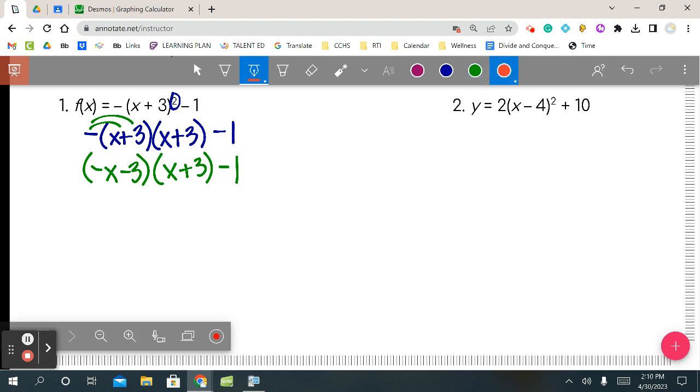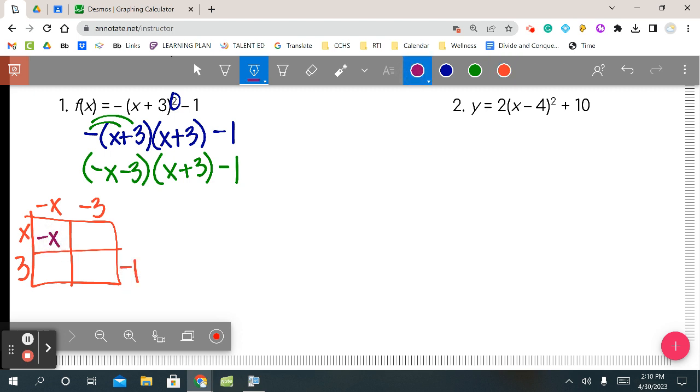And then I can box it. -x, -3, x, and 3, and then my -1 on the end. So I'm going to get -x squared, -3x, -3x, and a -9.